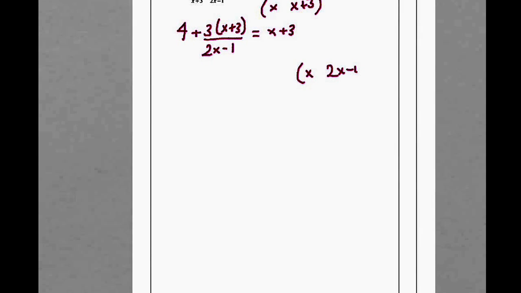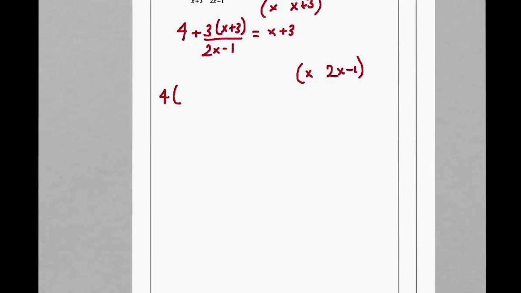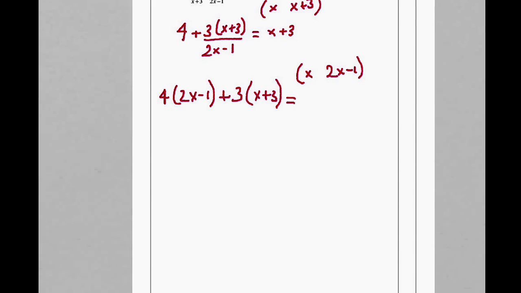To get rid of the second denominator, I'm going to multiply everything by 2x minus 1. So I multiply this first term by 2x minus 1. When I multiply that second term, it gets rid of the fact that it was divided by 2x minus 1 in the first place. So now I'm just left with 3 lots of x plus 3. But I've got to also multiply the other side of the equation by 2x minus 1. So I had x plus 3, and now I'm multiplying it by 2x minus 1. And now I think I should do some expanding of brackets.